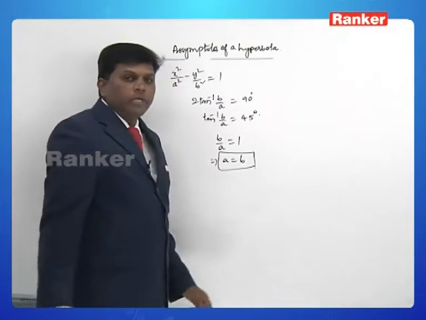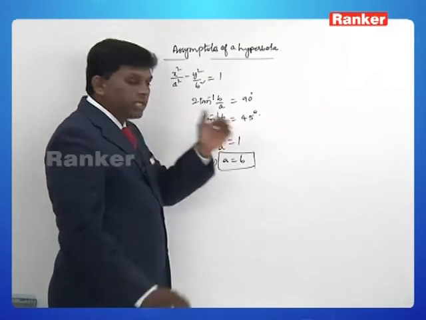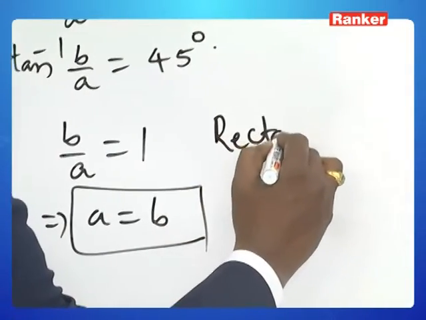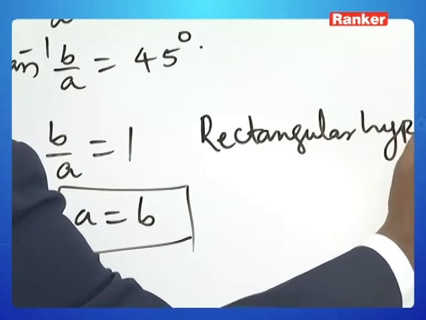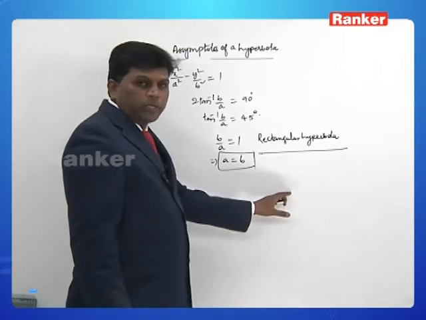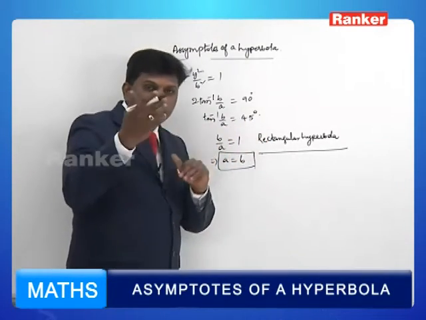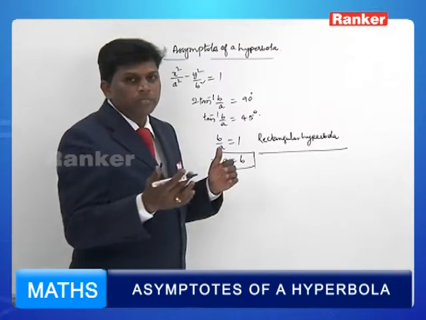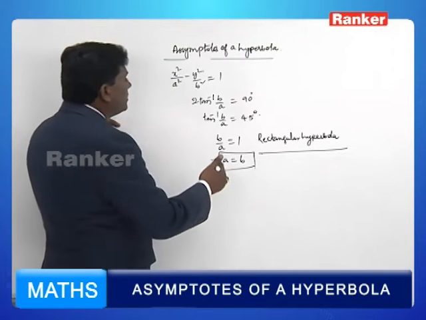The conclusion is: whenever the lengths of the transverse and conjugate axes are the same for a hyperbola, it is defined as a rectangular hyperbola. In this particular case, the hyperbola can be defined as a rectangular hyperbola. A rectangular hyperbola is a hyperbola in which the asymptotes are perpendicular to each other, or else the lengths of the conjugate and the transverse axes are the same. This type of hyperbola is called a rectangular hyperbola.